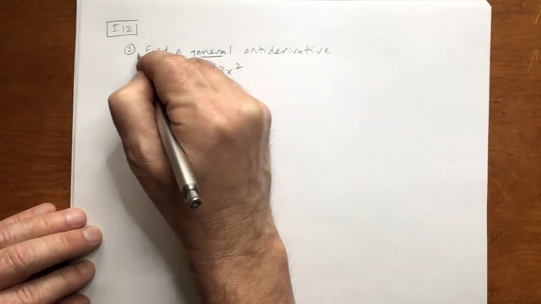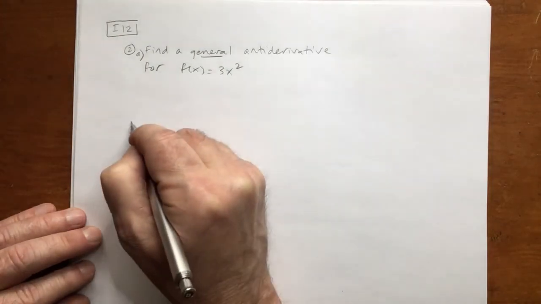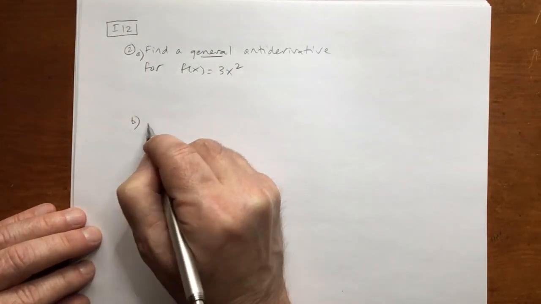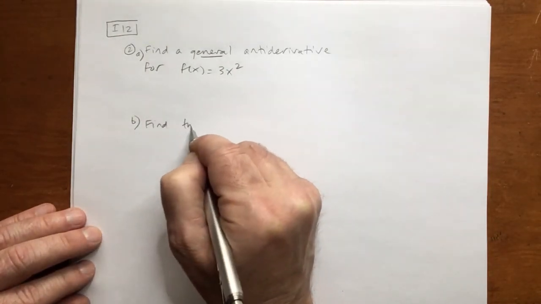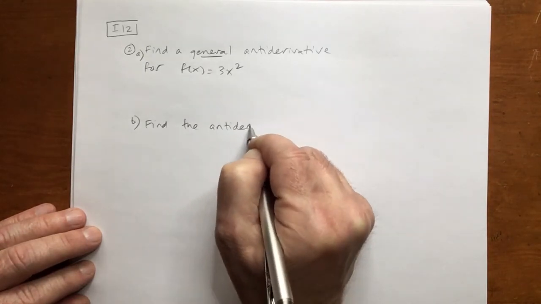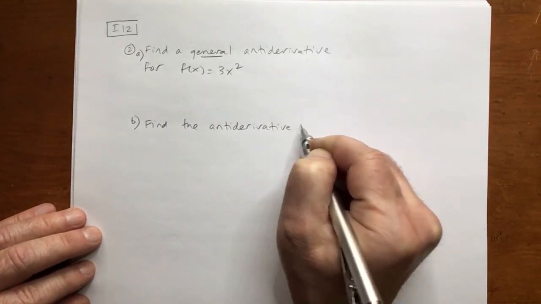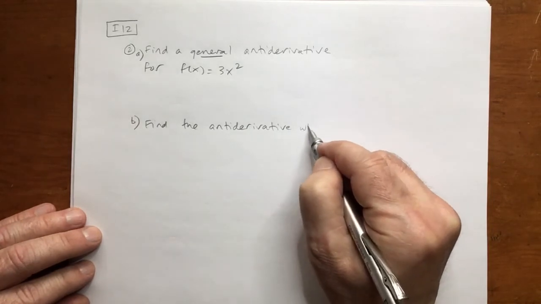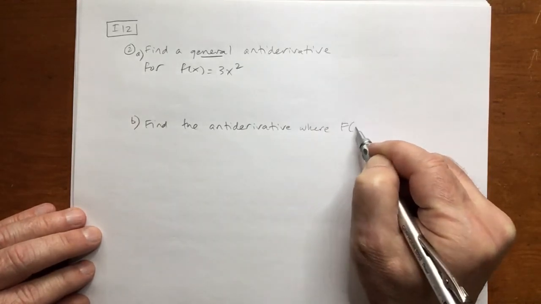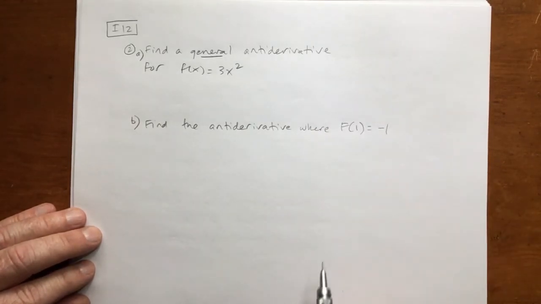Okay, and then let's make that part A. Let's say part B, find the antiderivative. We haven't talked about this yet, so you'll have to think a little bit, where that's true. So think about what that means, and we'll start with this problem next time. Good luck.